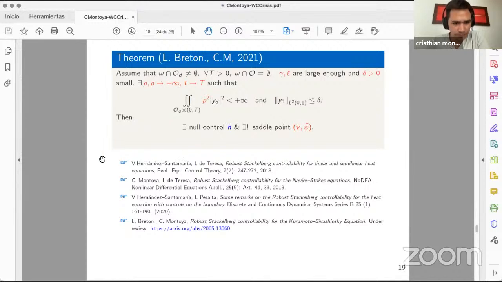As far as I know, I only find results in this context using this combination of robust control and hierarchical control in only one notion. The first work was done by Victor Hernandez and Luz de Teresa, related to the linear and semilinear heat equation. Next, we extended that result in collaboration with Luz for the Navier-Stokes equation. And more recently, Victor again with Liliana Peralta have made some observations for the heat equation, but changing the controls, now on the boundary conditions.